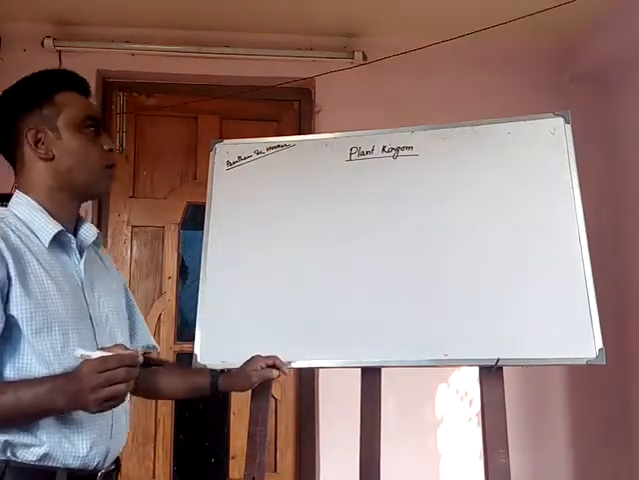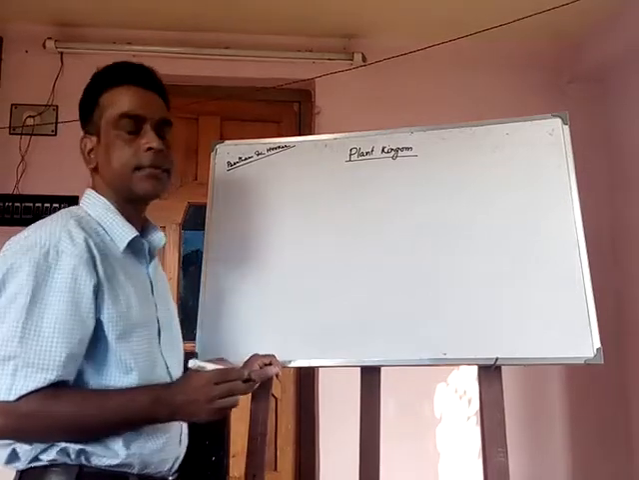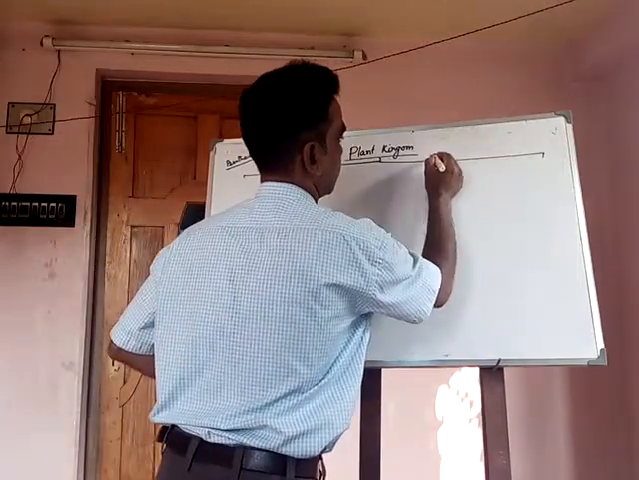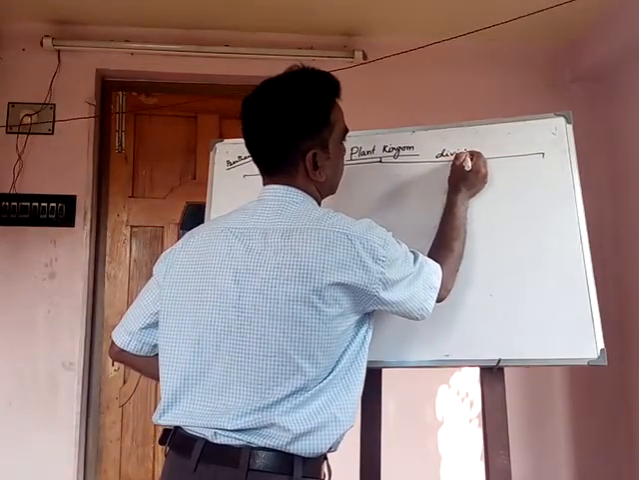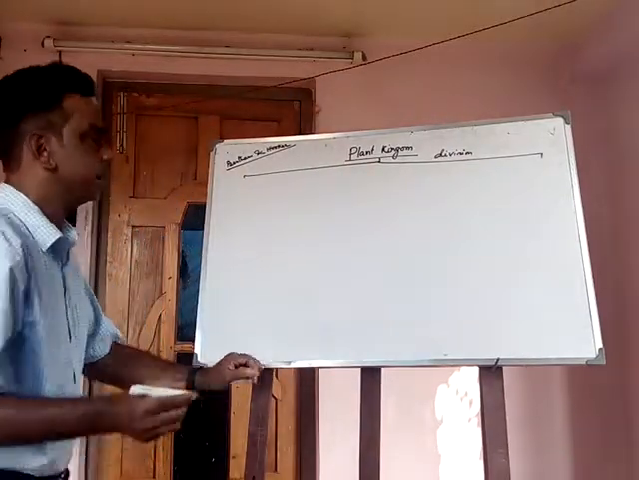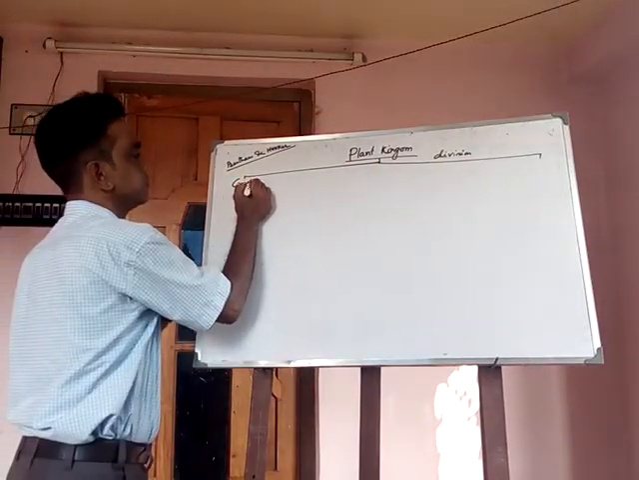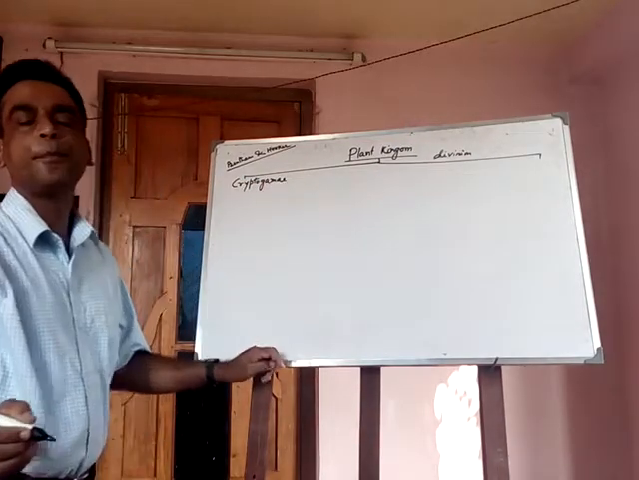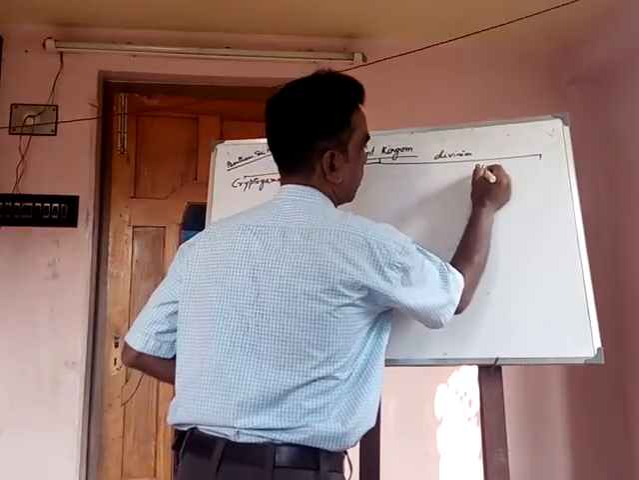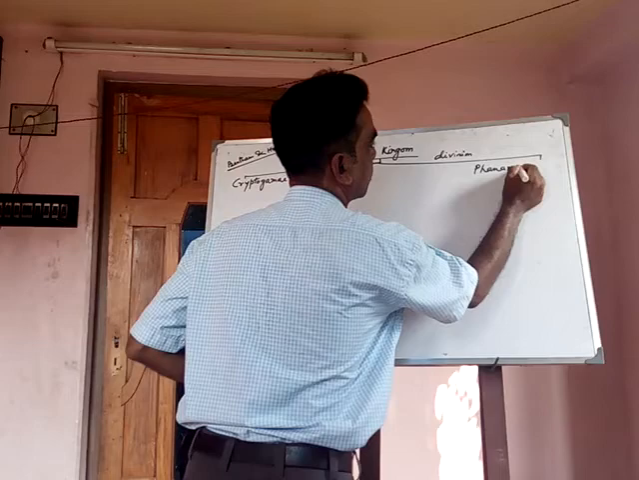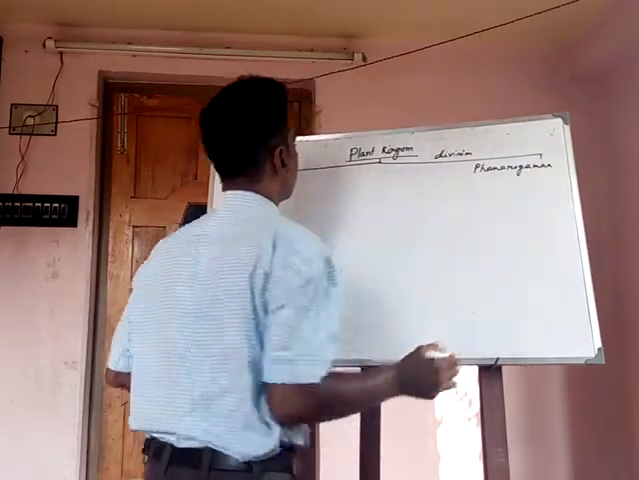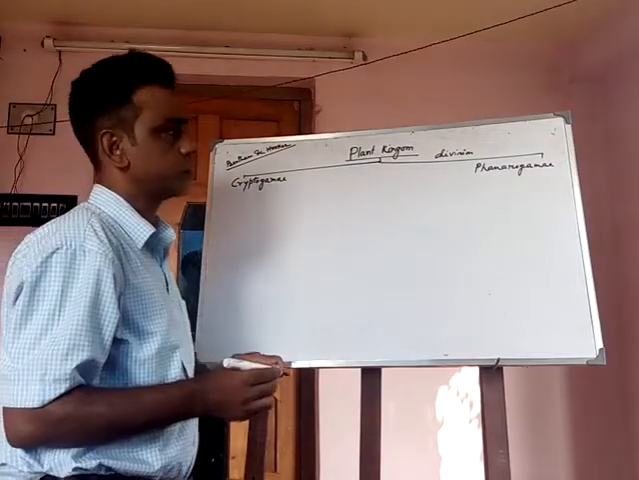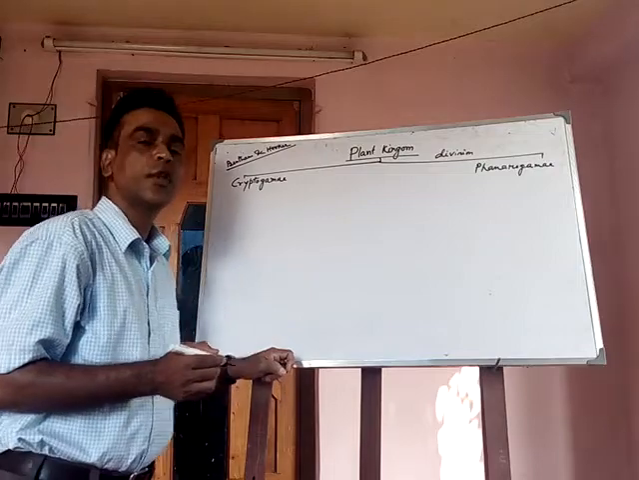According to the classification of Bentham and Hooker, the plant kingdom is divided into two separate divisions: cryptogamy and phanerogamy. What is cryptogamy? Cryptogamy is the flowerless plant group, and phanerogamy is the flowering plant group.